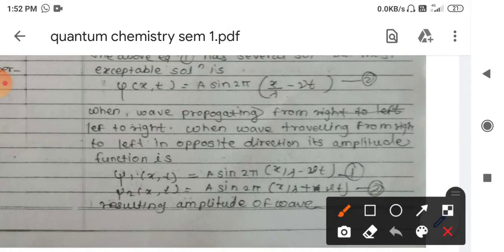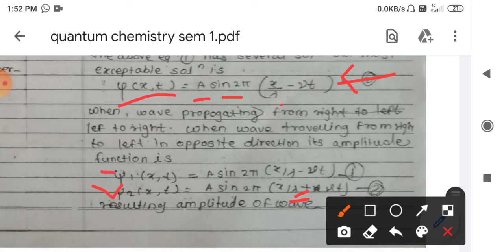Okay, so the wave function, that is the solution, is A sin(2π(x/λ − νt)). The solution for such equations is given by this. When the wave is propagating from left to right and then travels in the opposite direction, that is from right to left, the amplitude will change. So how will you represent that amplitude? Only the sign will change for the given wave function.